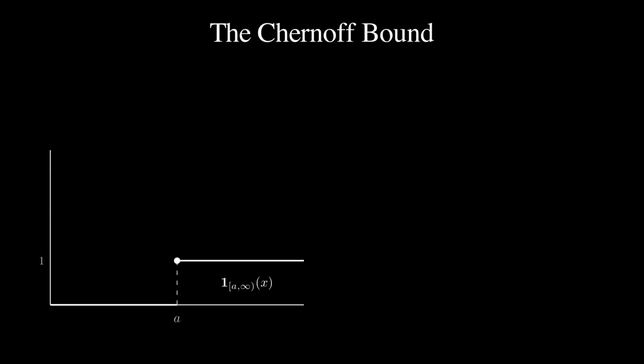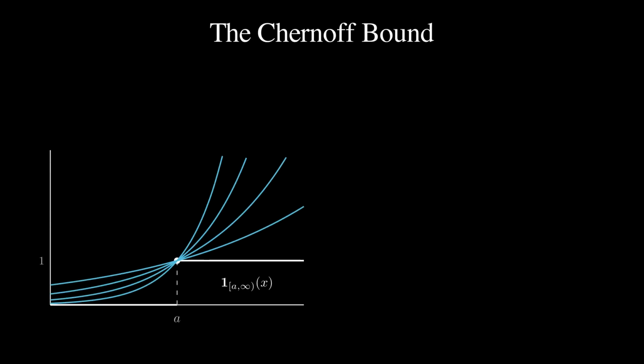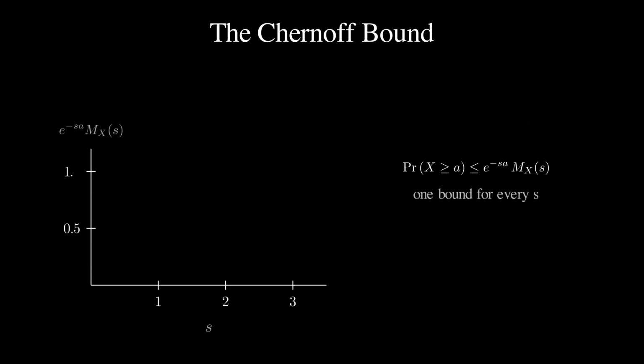Nothing forced our choice of rate. Every positive s gives an exponential pinned to the point (a, 1), and every one of them dominates the step. A shallow curve for small s, a steeper one hugging the corner as s grows. Each member of the family certifies its own bound, e to the minus sa times M_X of s. So we hold not one bound, but a dial's worth, and you have rehearsed this move. For the Cantelli inequality, we tuned a quadratic's offset and kept the minimum. Same move, sharper weapon. As s varies, the bound value traces a curve, and we slide down to its lowest point.